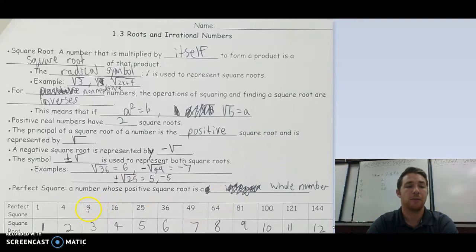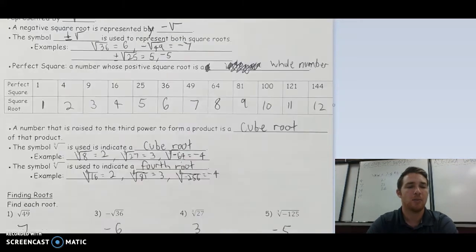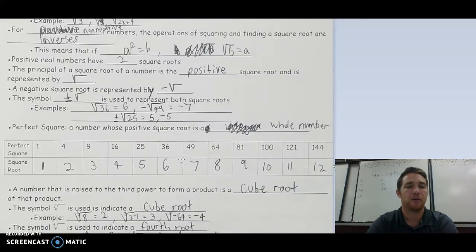So again, we can see the perfect square and square root kind of just go forwards and backwards. Take 2 times 2, I get 4. 3 times 3 is 9. 4 times 4 is 16. 5 times 5 is 25. And so on down that list. Moving on, before I get to our practice problems, a number that is raised to a third power, we don't call it a square root.